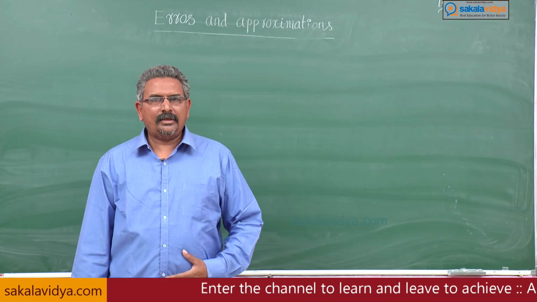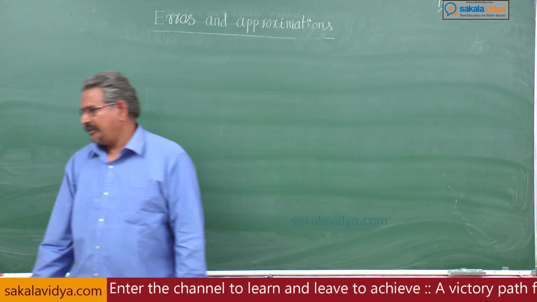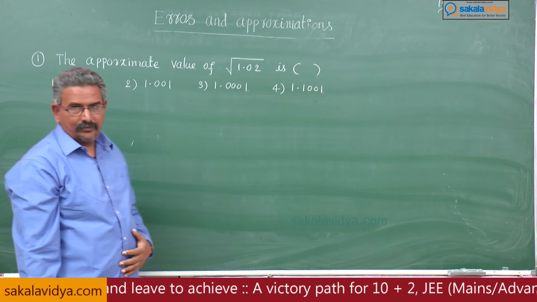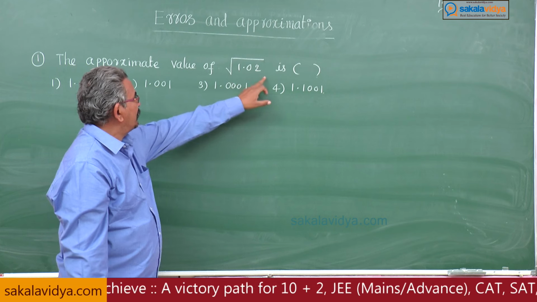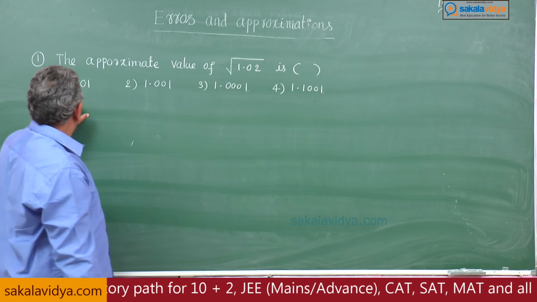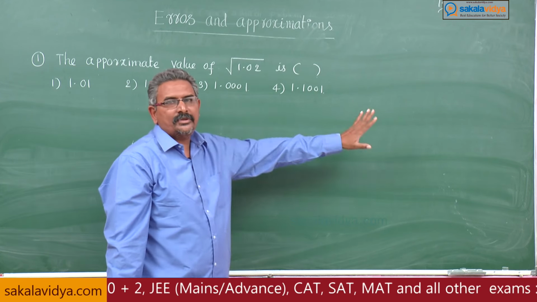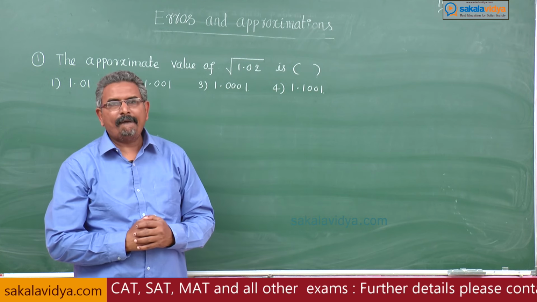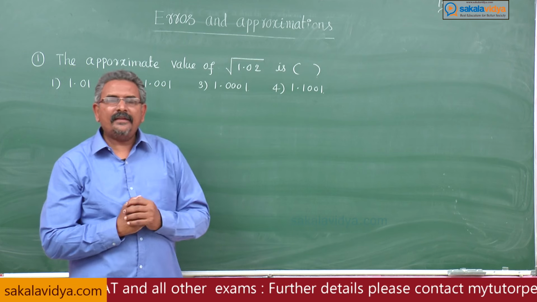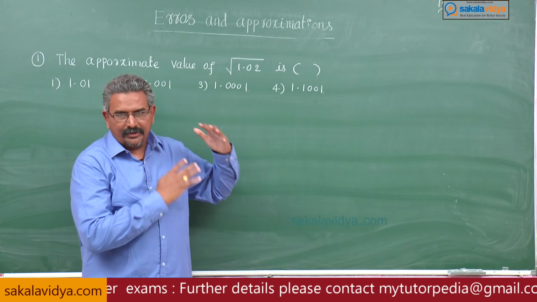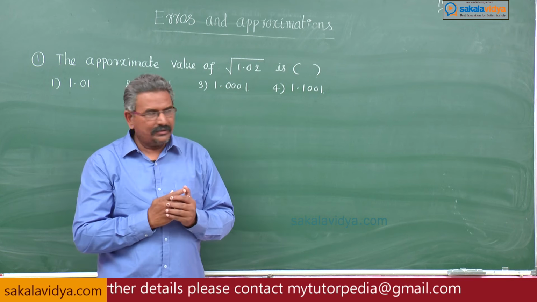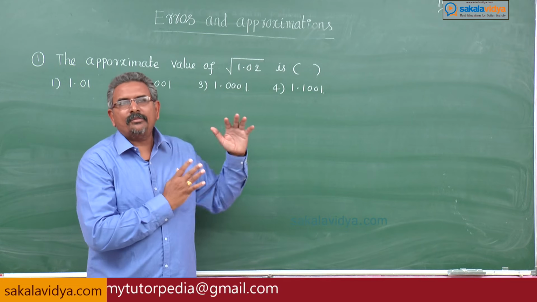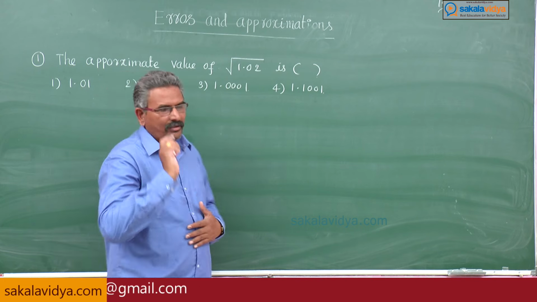Okay, next now let us discuss problems on errors and approximations. Okay, first question, the approximate value of square root of 1.02 is: first option, second option, third option, fourth option we have. If you want to do this problem using the traditional method, it is very, very lengthy. Already in the introduction part, we have discussed this root form. We know root of x plus delta x value. Using that concept, this problem can be easily solved. So, let us solve it.